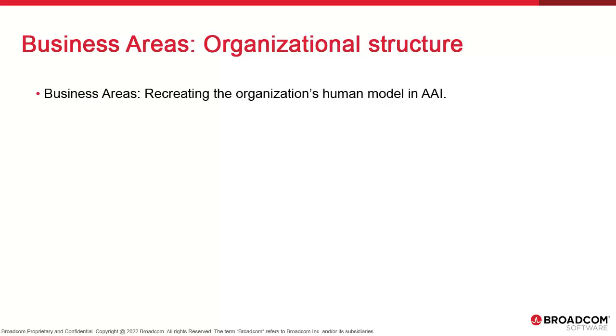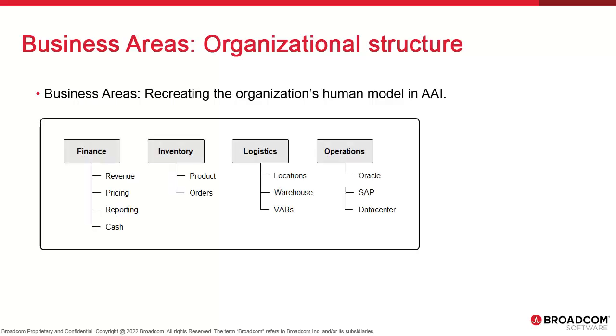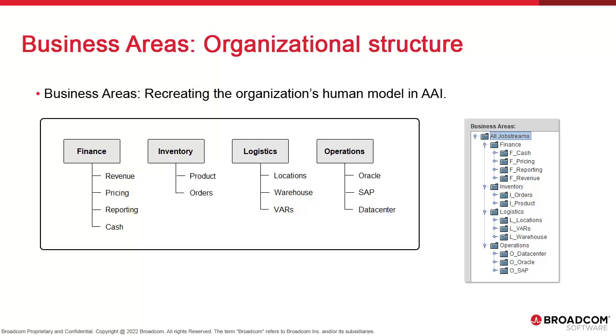Let's take a simple example. We have an organization with 4 groups who generate certain volumes of batch processing: finance, inventory, logistics, and operations. We create business areas in AI to match those teams and then assign the job streams to those areas. It's also possible to create multiple levels and subcategories for granularity.